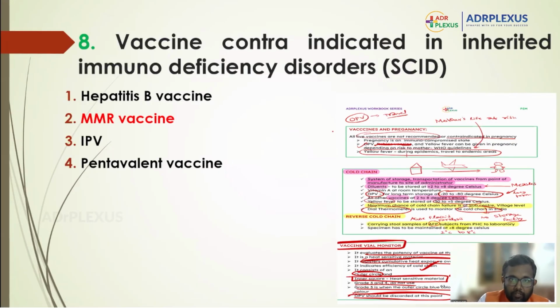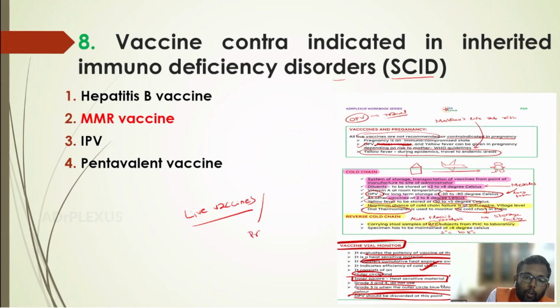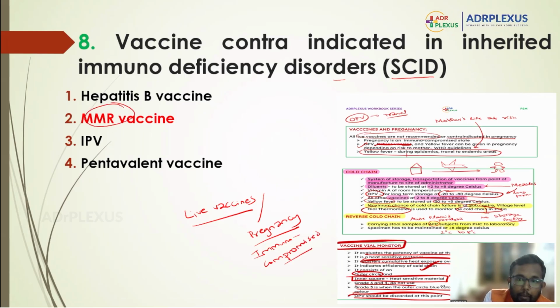Now coming to the next question. The vaccine contraindicated in inherited immunodeficiency disorders like SCID. All the live vaccines are contraindicated. Pregnancy is also an immunocompromised state. Similar to pregnancy, all the immunocompromised conditions should not get live vaccines. Out of these, the only live vaccine is MMR, measles, mumps, and rubella.